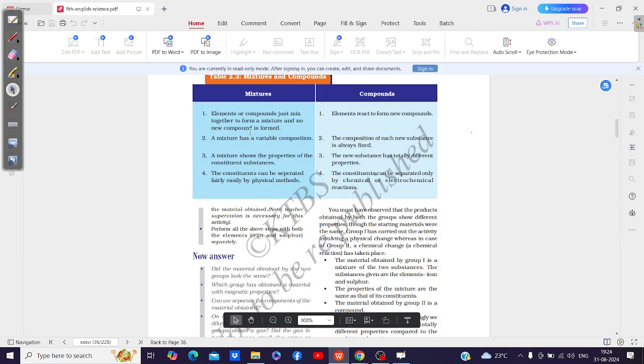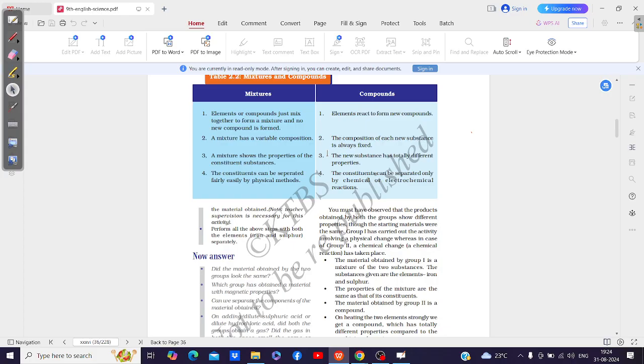Can you please read it briefly? Mixtures and compounds. Mixture: elements or compounds just mix together to form a mixture and no new compound is formed. Compounds: elements react to form new compounds.